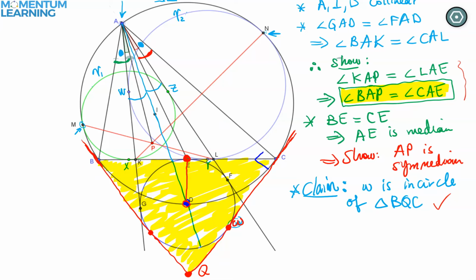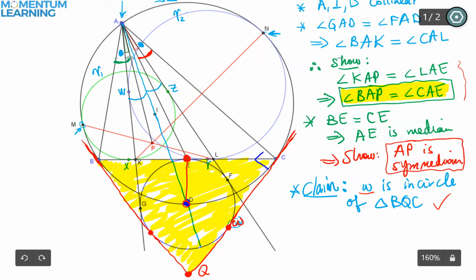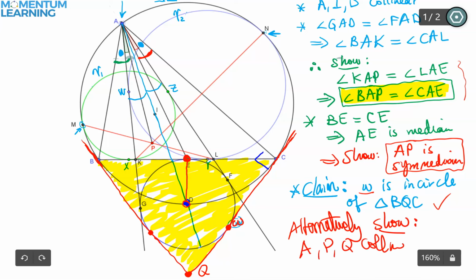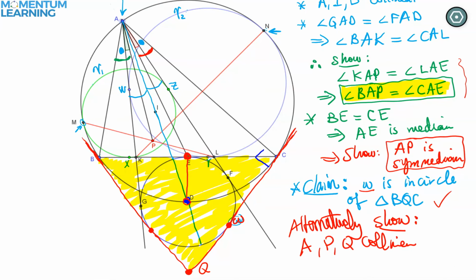So now we know that this is actually, so we claimed it and we proved it, of this BQC. The only thing left is to show then, like we said, why is it that AP is the symmedian? Meaning, why is it that A, P, Q are collinear? Alternatively, show, we keep writing alternative reformulations of the same problem, APQ collinear, right? That's pretty good. So I guess the key to finishing the proof is to discover what is special about the point P.